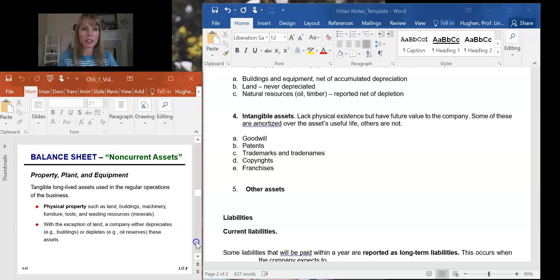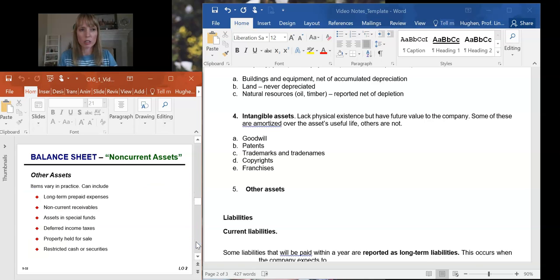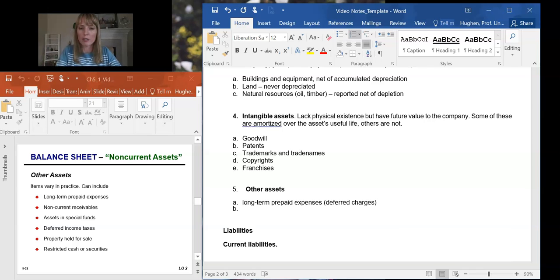Finally, we have the other assets section. And we can see the other assets listed here, some possible accounts that might be reported in the other assets section. Long-term prepaid expenses. These are sometimes referred to as deferred charges. For example, if you pay in advance 3 years of your rent, then that first year would be reported as a current asset, and the 2 subsequent years would be reported in the other assets section.